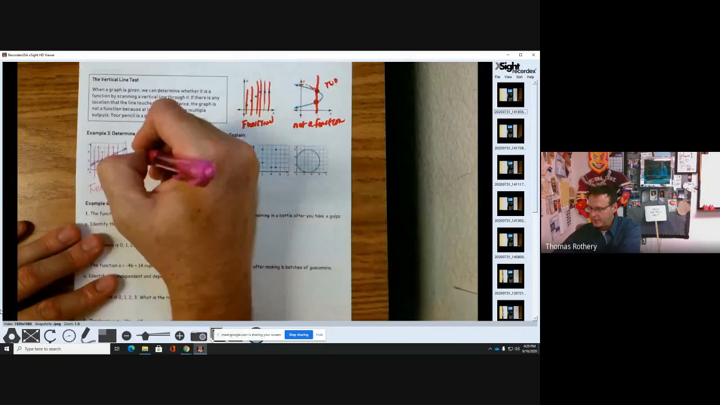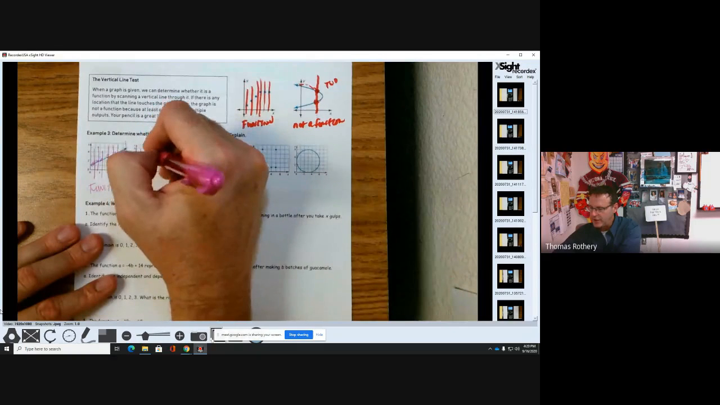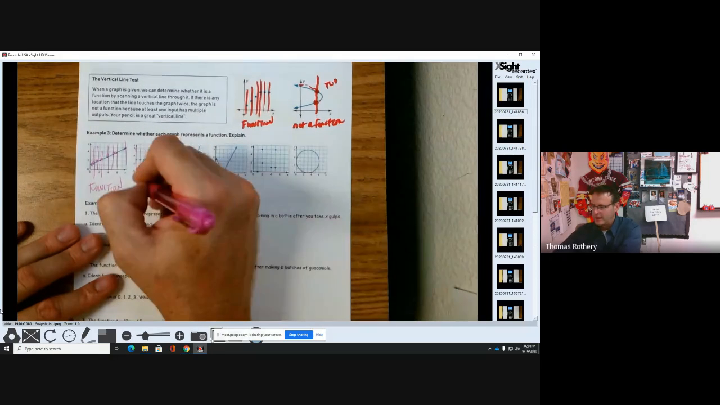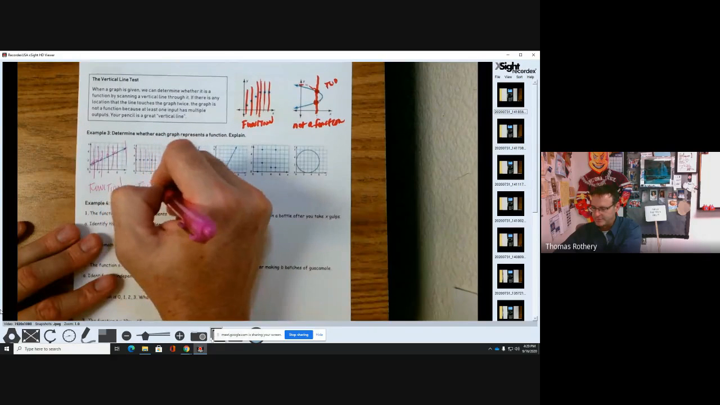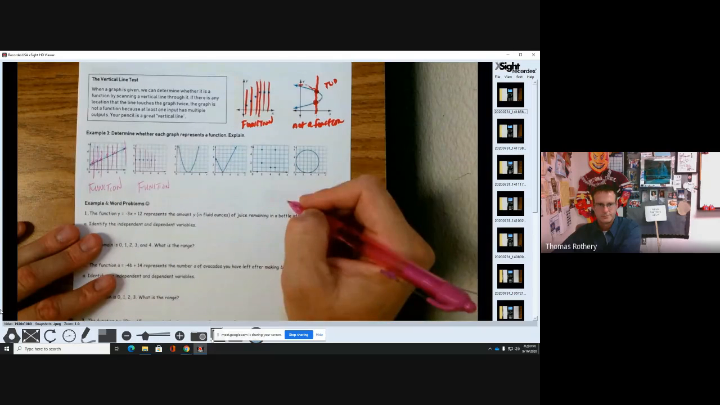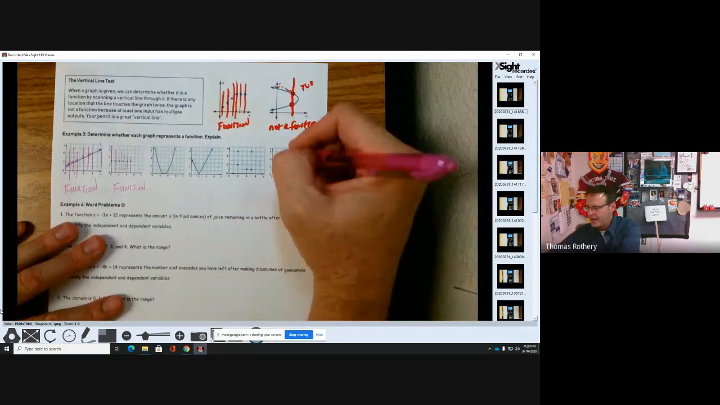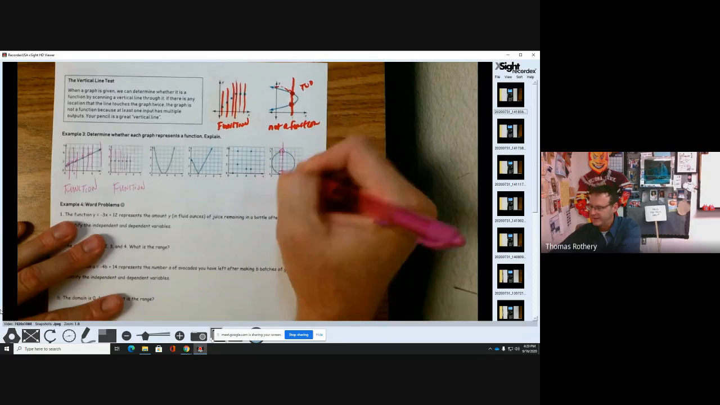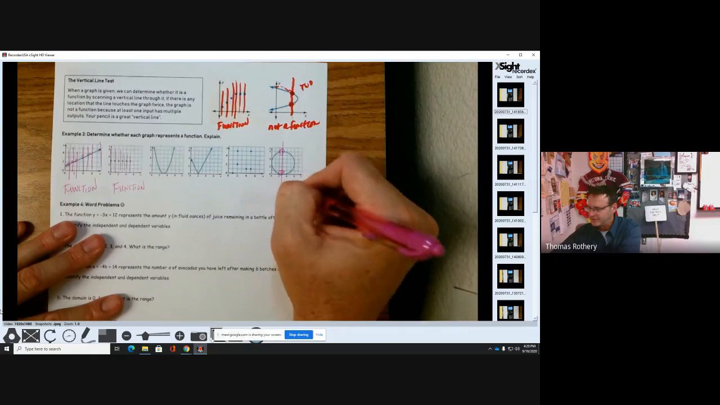The next one, if you draw vertical lines, I can't draw a single line and have it pass through 2 points. It doesn't work. And so yes, this is a function too. Let's go to this last one. If I pass through here one time, you can see I touched in 2 spots. So that's not a function.